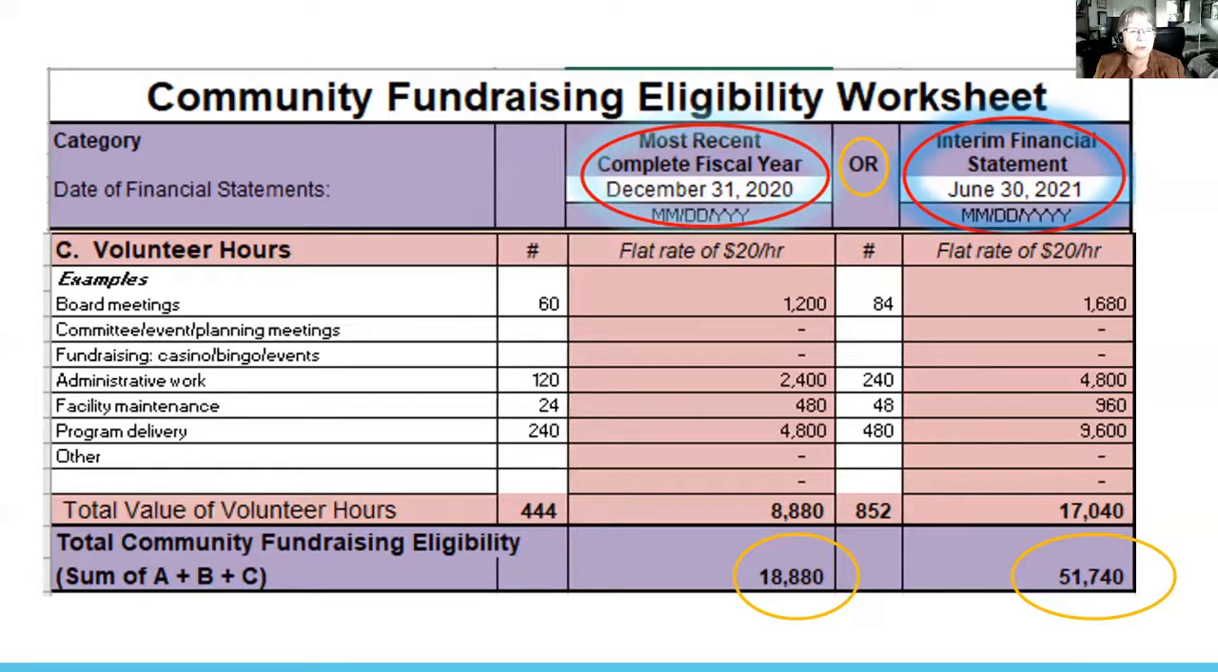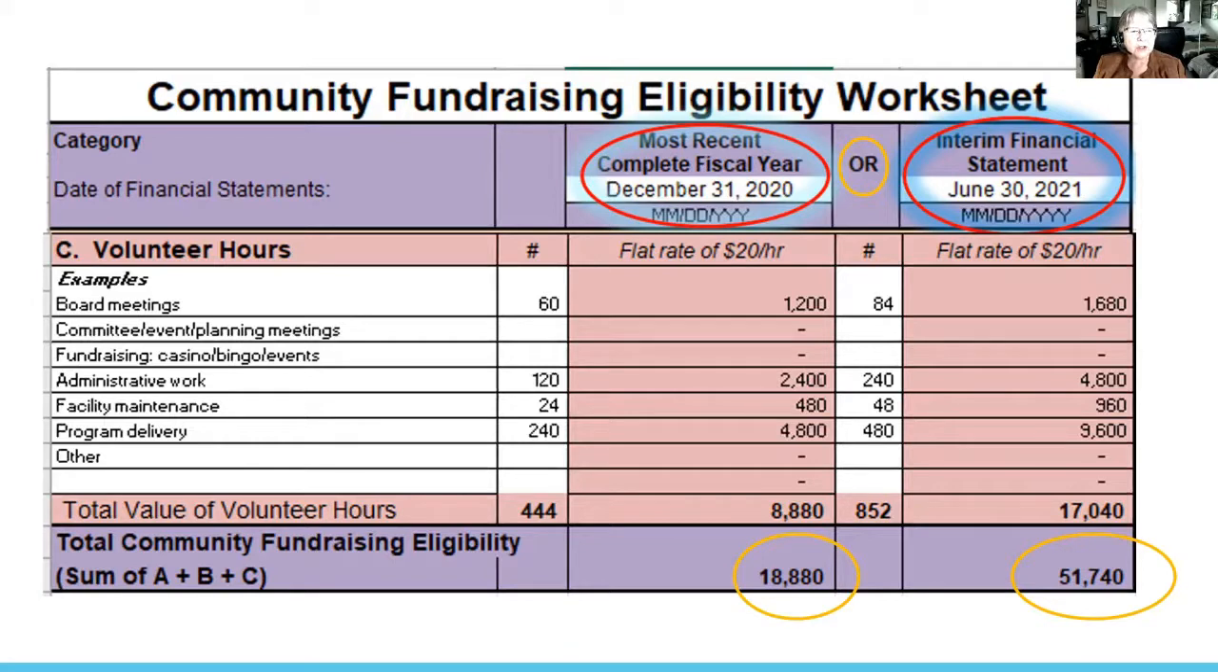If an organization reaches the maximum core funding request of $60,000 in their most recent complete fiscal year, they do not have to complete the interim financial statement period column. Where an organization had less eligibility in their previous year, either because they were just getting established or due to COVID, the interim financial period can be used if that benefits the applicant matching eligibility more.